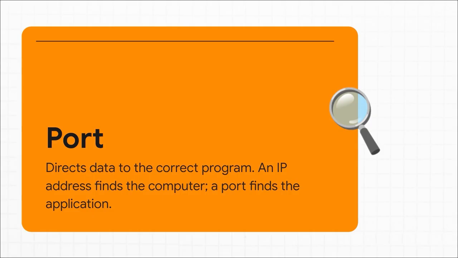The IP address gets the data to the right computer, but what about the right program on that computer? I mean, you could have your web browser, a video game, and a music app all running at once. That's what ports are for. If the IP address is the street address for an apartment building, the port number is the specific apartment number. And make sure your video goes to your browser and not your game.